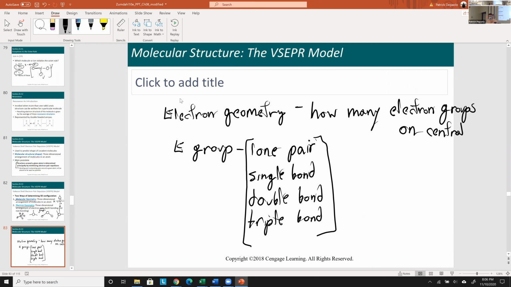But for molecular geometry, it's a little bit harder. So does everyone understand electron geometry before we get into the chart? Any questions on it? Anybody online? Any questions on what I just said? No? All right. So molecular geometry, make another slide.